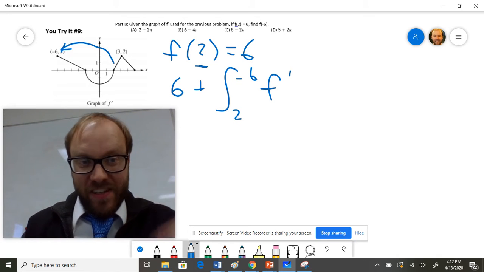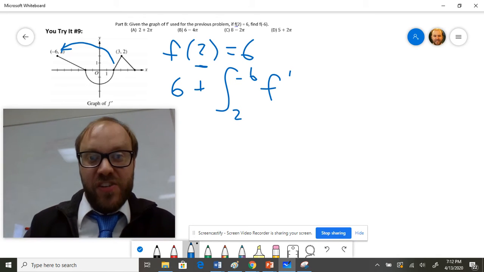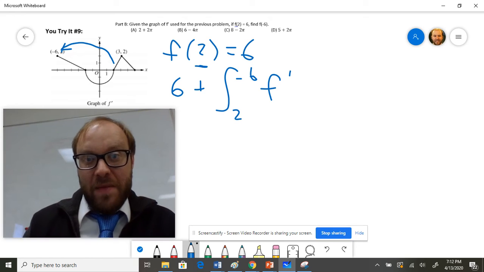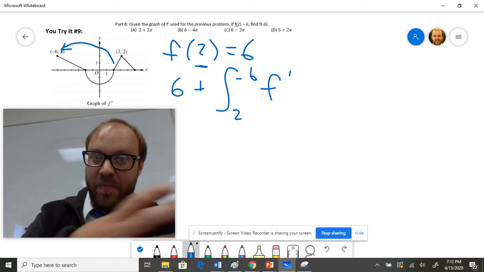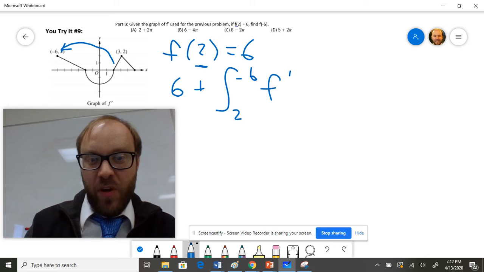We're used to saying negative 6 to 2. Okay, what that means is that integral is going to read backwards. Basically anything that's positive will be negative, and anything that's negative is going to be positive.